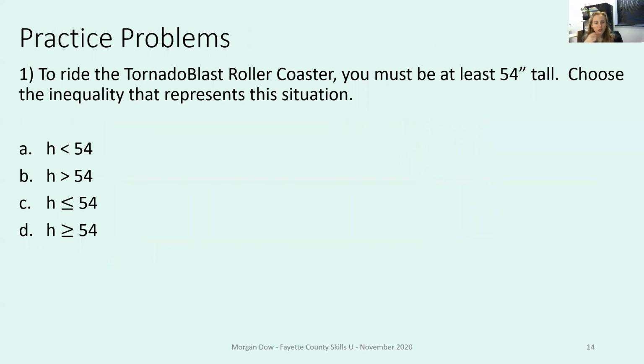All right, so we're going to finish up today by doing a few practice problems, using inequalities, writing them and solving them to describe more real-world situations. So number 1, to ride the tornado blast roller coaster, you must be at least 54 inches tall. At least 54 inches tall. Choose the inequality that represents this situation.